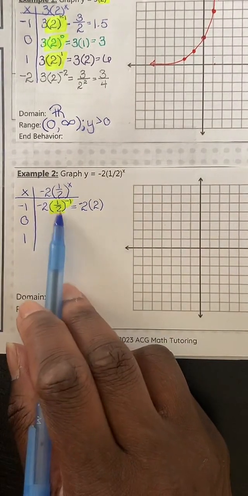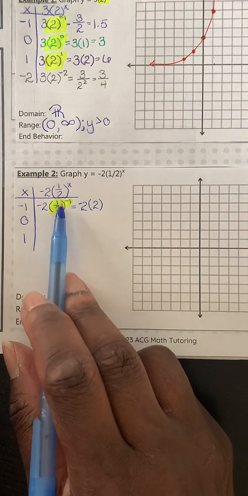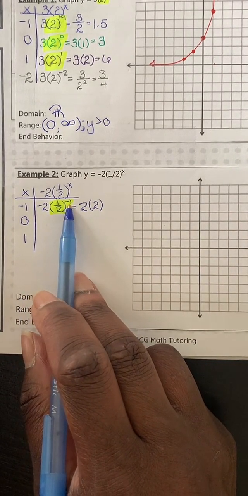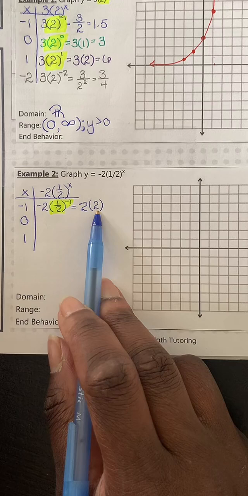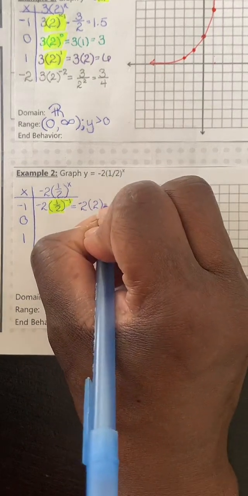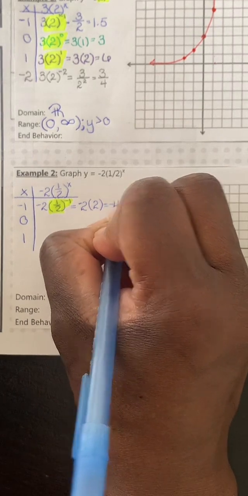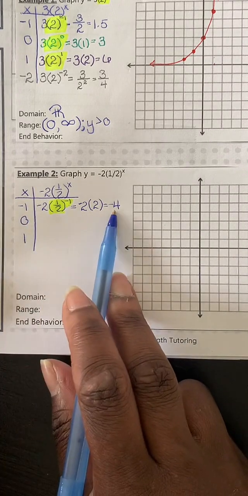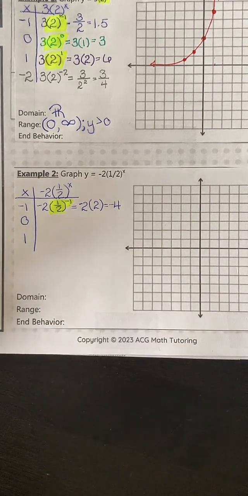Okay, so we flipped that 1/2 to 2/1 so we can get a positive exponent. Now 2/1 is exactly the same as saying 2. And now we have to multiply -2 times 2, which gives me a -4. So we have a point, (-1, -4), that's going to be on that graph.